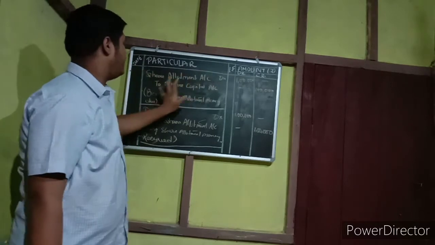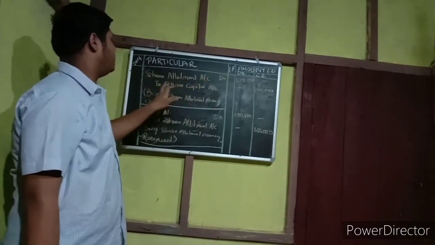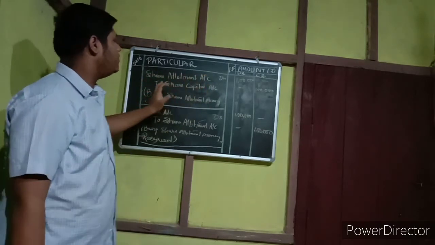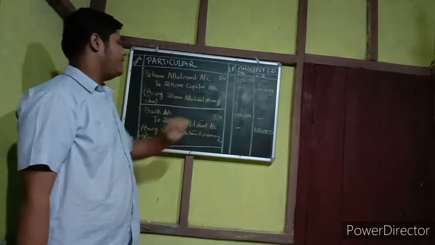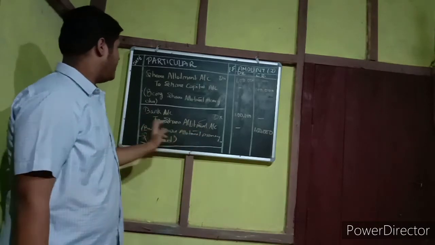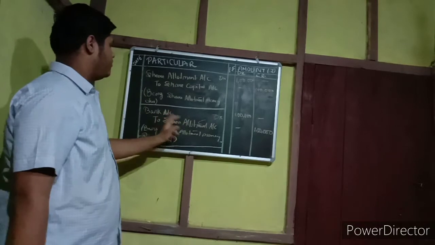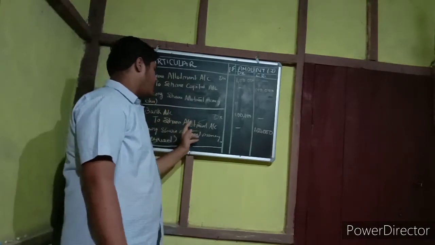Share allotment account debit to share capital account. In case of first call, share first call account debit to share capital account. In case of final call, share final call account debit to share capital account. Same in the receive entry: bank account debit to share allotment account. In case of first call, bank account debit to share first call account. In case of second call, bank account debit to share second call account. In case of final call, bank account debit to share final call account.